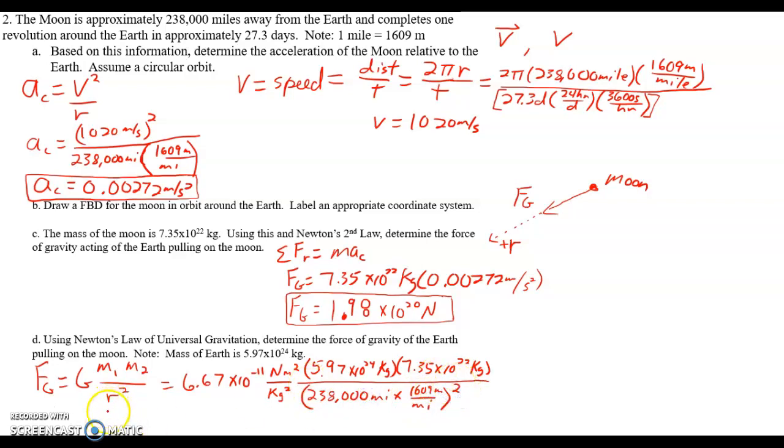I know it says r here, but it's not the radius of the Earth or the radius of the moon, but the radius of the circular path that the moon makes around the Earth. That's why we use the distance between the Earth and moon. When we calculate this out, it comes out to 2.00 times 10 to the 20th newtons. Very nearly the same answer we got before. Alright, if you have any questions, feel free to follow up with me.